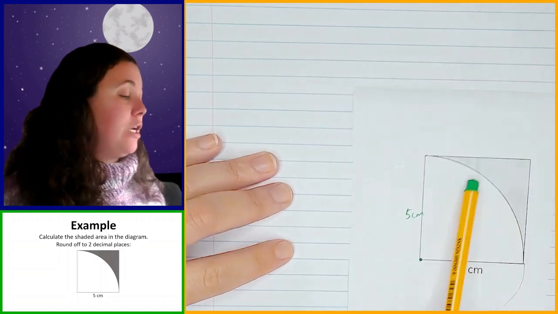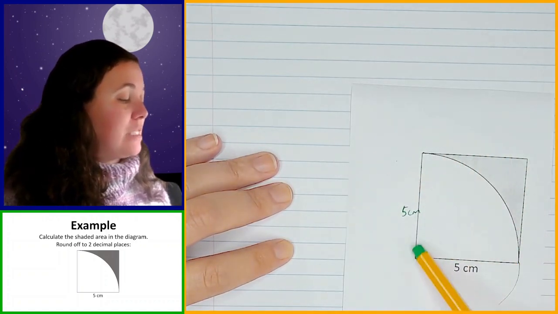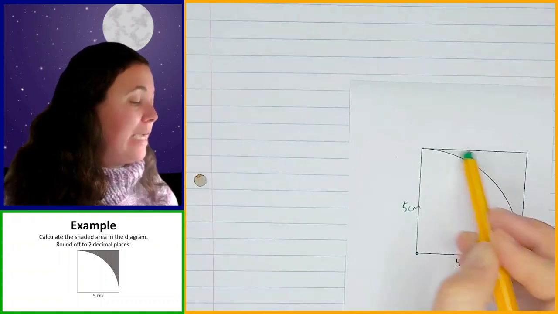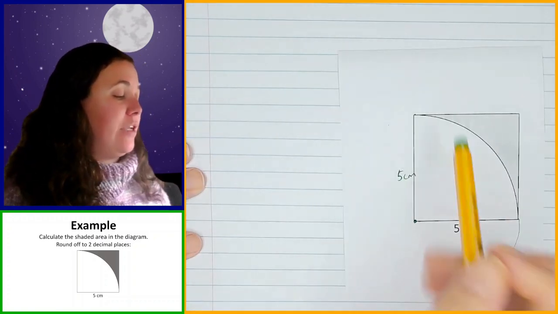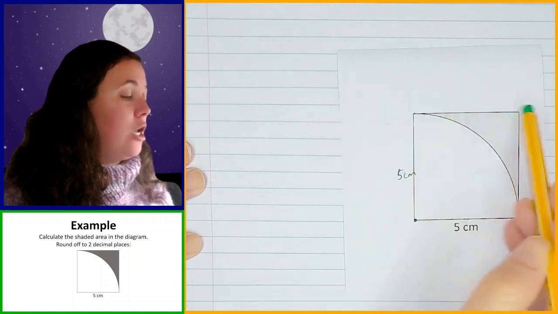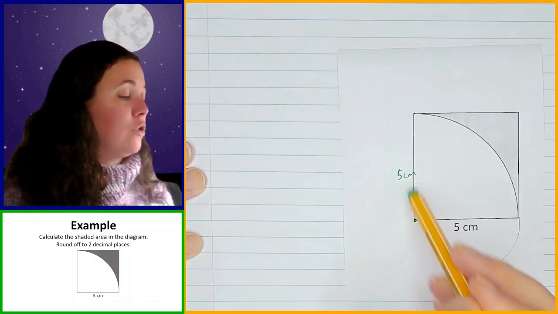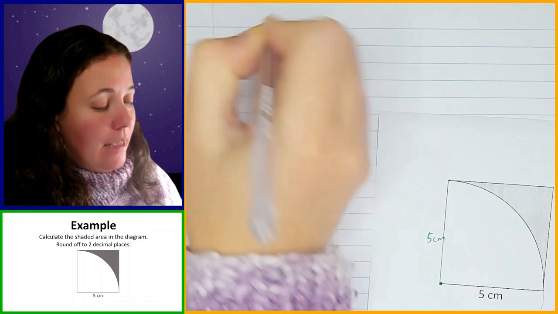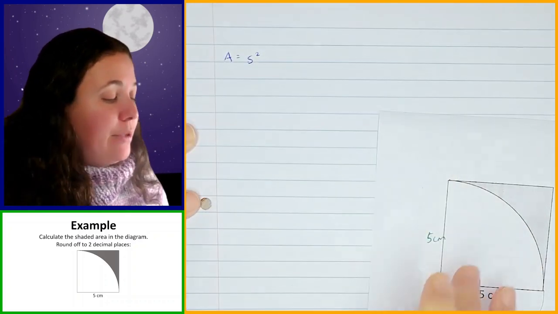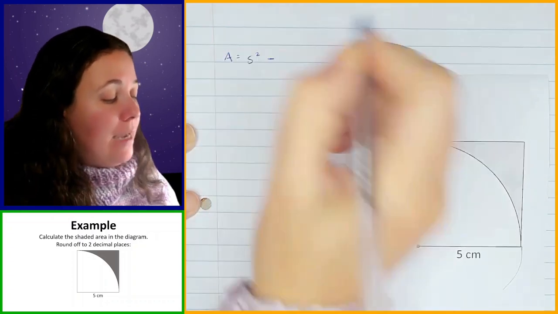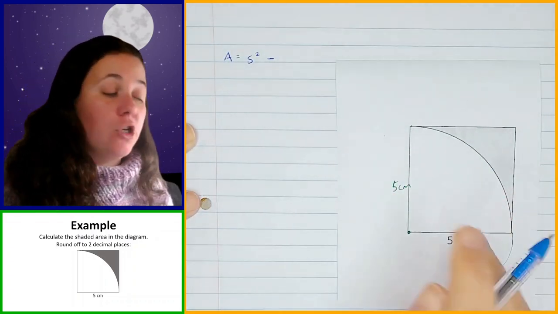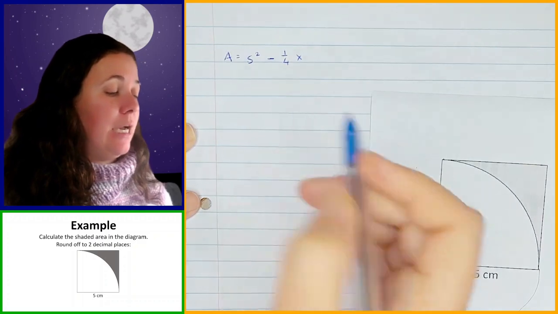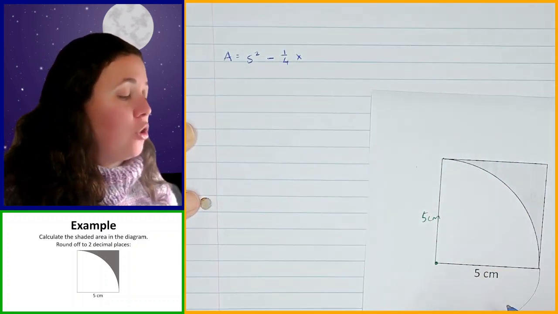To work out the area, we need to work out the area of the square, and then this quarter circle has been cut out of that square to leave behind this shaded section. That's what we're working out, the shaded section. So we're going to work out the area of the square, and the area of the quarter circle, and subtract them. For our area, first the area of a square, which is side squared. Then we subtract the area of a quarter of a circle. A quarter of a circle is a quarter times, because remember, of means times, the area of a circle, which is pi r squared.